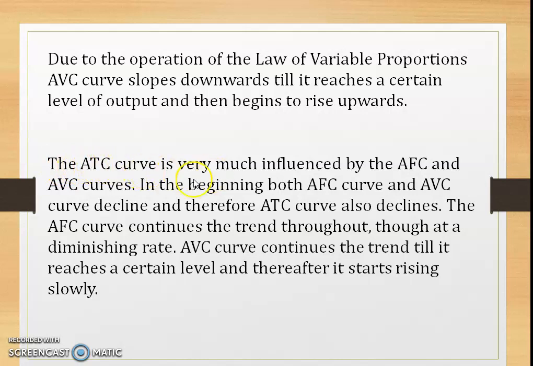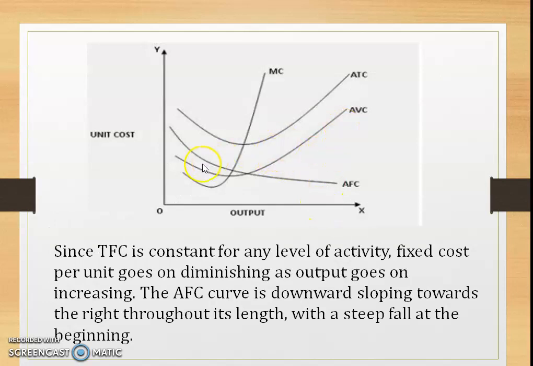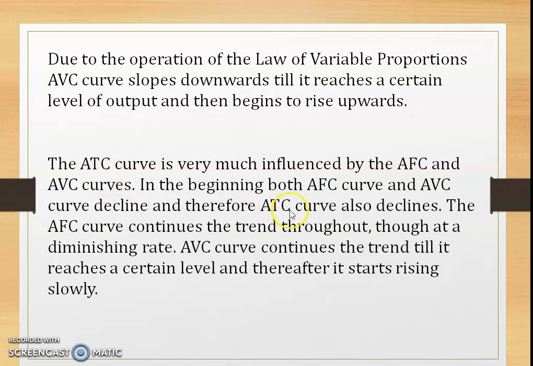The ATC curve is very much influenced by the AFC and AVC curves. In the beginning, both the AFC curve and the AVC curve decline, and therefore the ATC curve also declines. Look at here, AFC and AVC decline and ATC also declines. At a particular juncture, it starts moving upwards, right? So that's what it says here. The AFC curve continues the trend throughout at a diminishing rate. The AVC curve continues the trend till it reaches a certain level and thereafter it starts rising slowly.